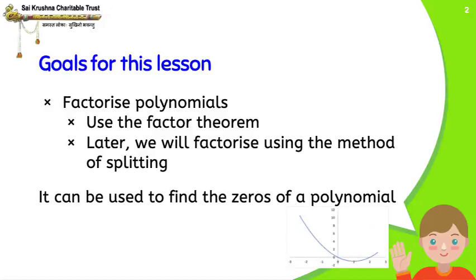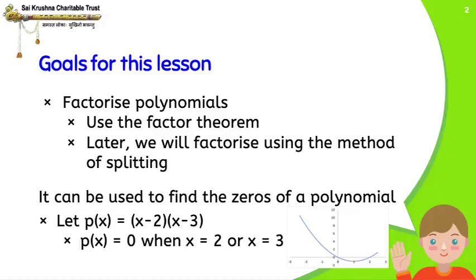If we could write a polynomial, for example, as x minus 2 times x minus 3, then we can see that the polynomial becomes 0 when x equals 2 or when x equals 3. When x equals 2, the first factor becomes 0, and 0 multiplied by anything is 0. Similarly, the case for x equals 3 occurs.